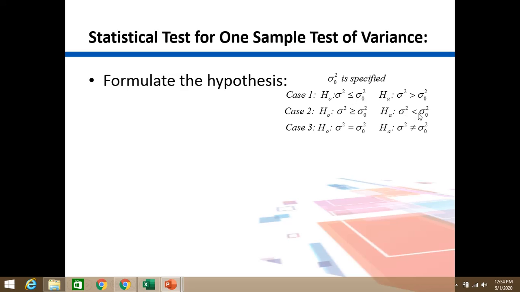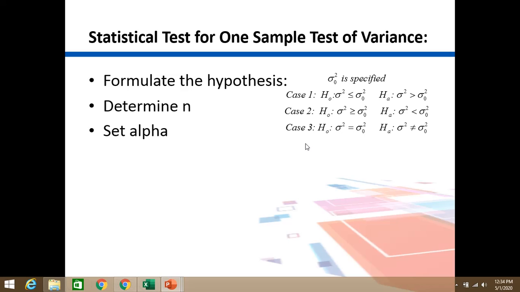In case 2, we are testing for some variance less than the variance under the null, and the null hypothesis is opposite to it. This is case 2. In case 3, we are looking for the inequality of variances in the alternative hypothesis versus they are equal in the null hypothesis.